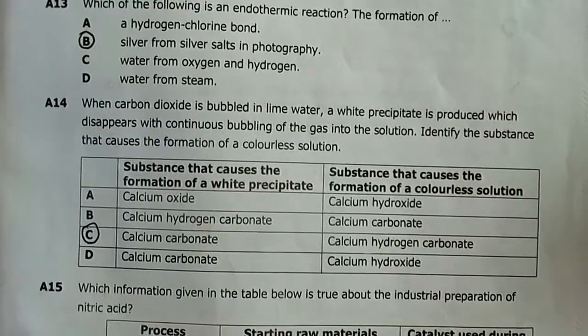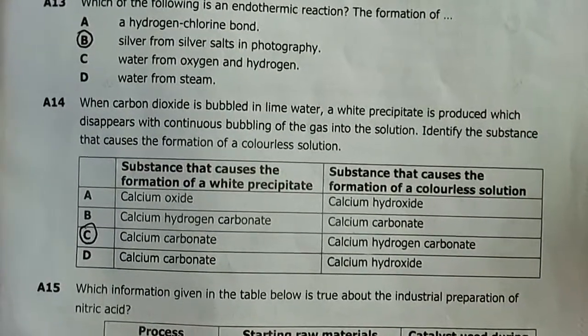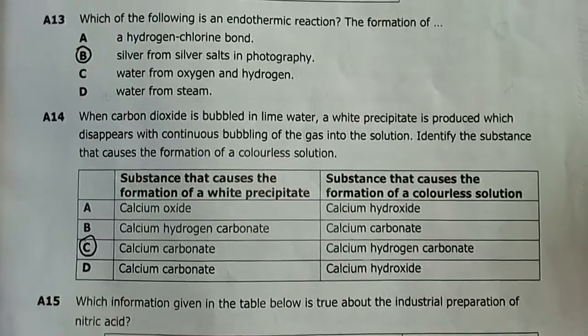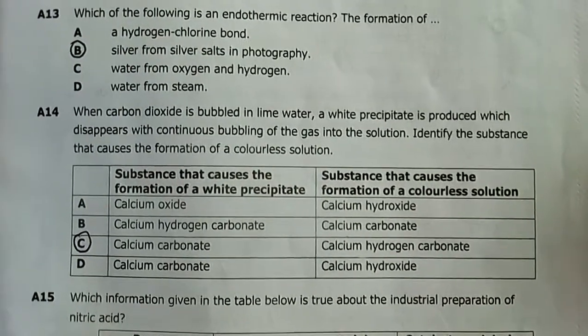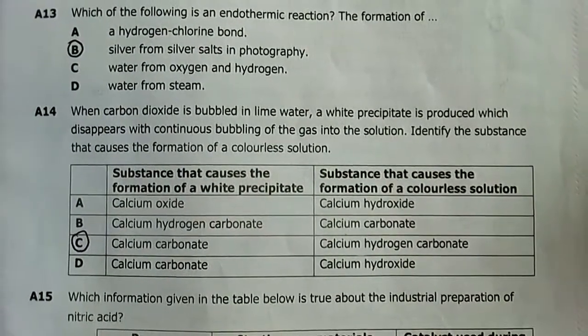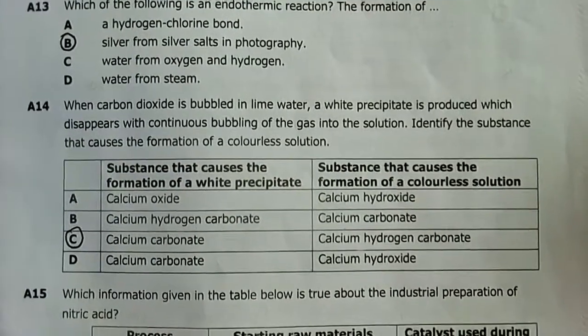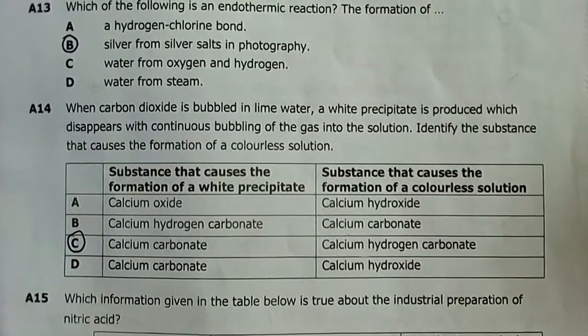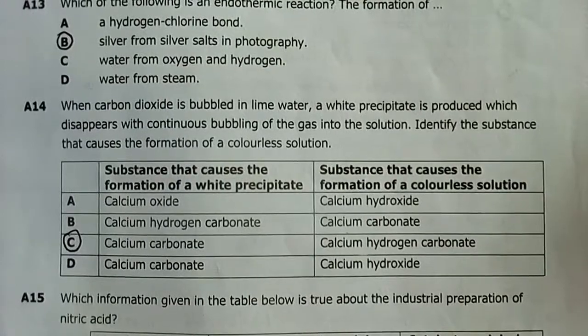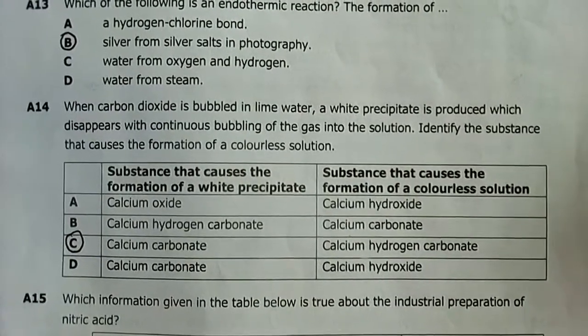Number 14, when carbon dioxide is bubbled in lime water, a white precipitate is produced which disappears with continuous bubbling of the gas into the solution. Identify the substance that causes the formation of a colorless solution.